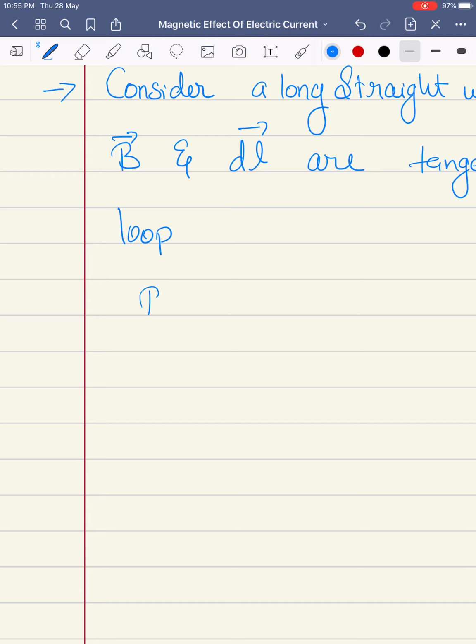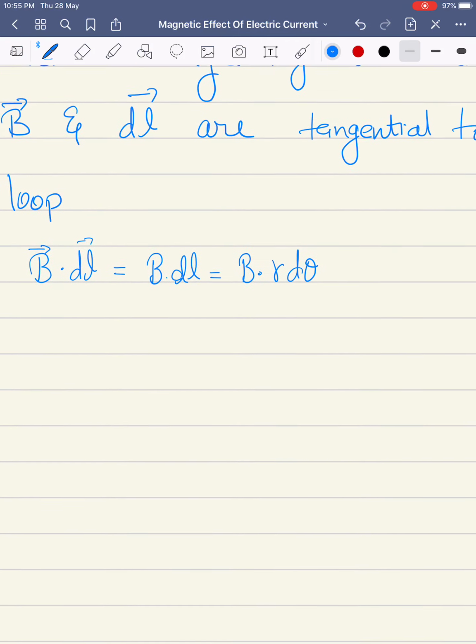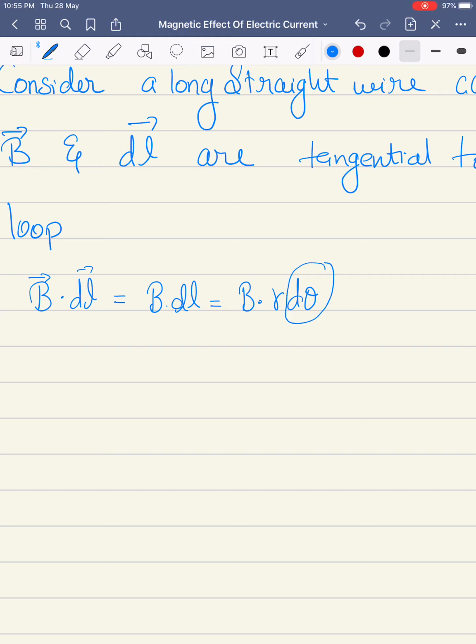So when I say B vector dot dl, dl means the small length of arc. So B dot dl we can write as B into r d theta. Why r d theta? Because the length of the arc is represented as r into d theta, no? Okay. Getting it clearly? Now for the total magnetic field due to this arc, the d theta value will be the total angle of the circle.